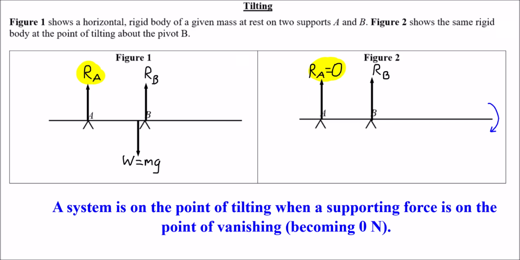Let's have a look at a couple of worked examples now to just reinforce this concept of tilting. So worked example 1 about tilting. We have a uniform beam, AB, of length 16 meters and mass 45. So let's pause here and just fill in what we know. From A to B is 16 meters.